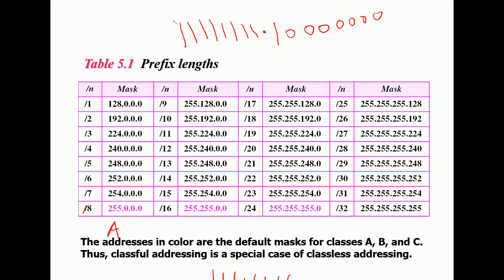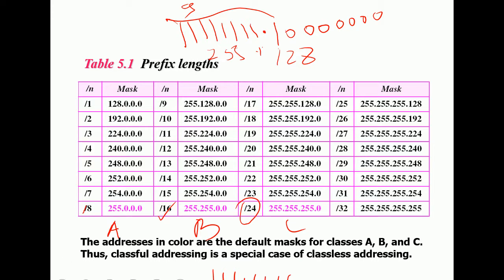Okay, so 8 plus 9, these are the 9 bits which are 1. So this becomes 255 dot, and this is the position of 128. So the mask is 255.128.0.0. Okay, similarly all the masks are calculated. This is the default mask of class B, and this is the class C mask.